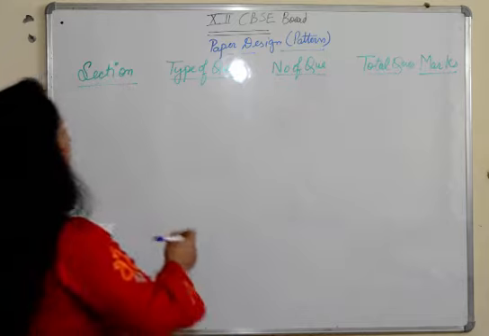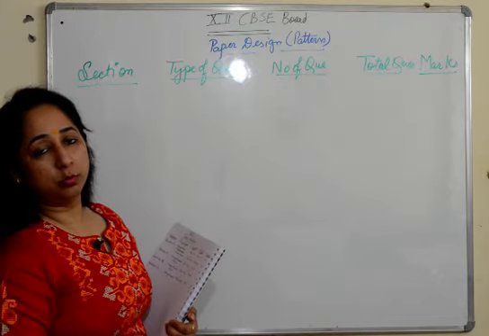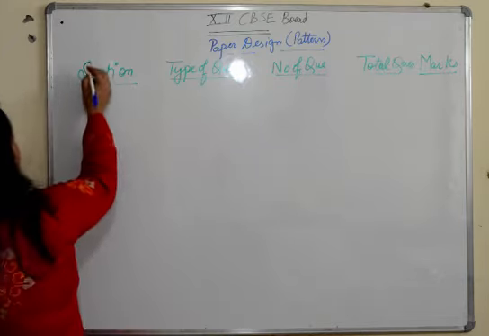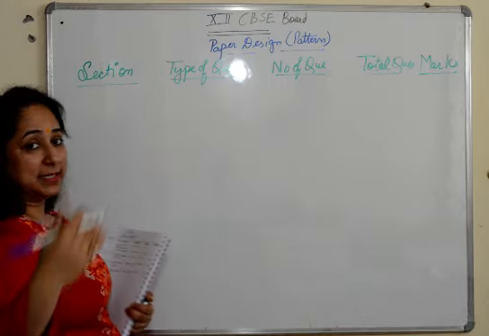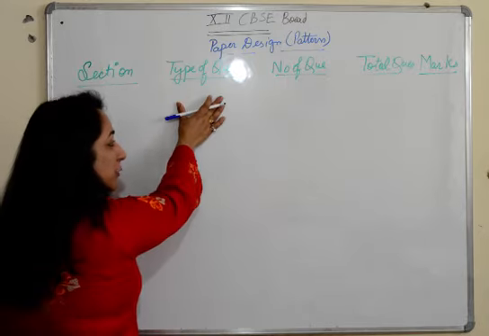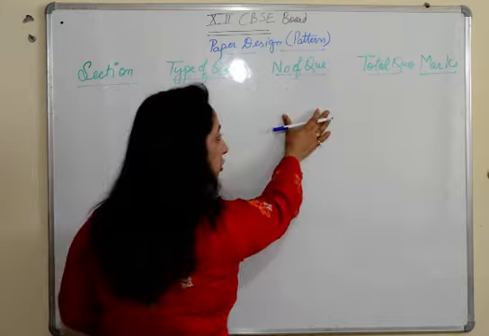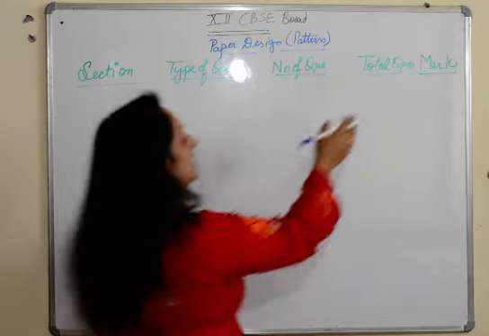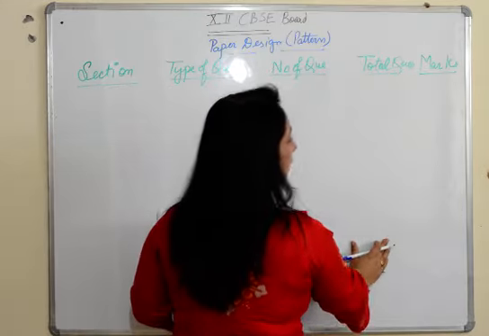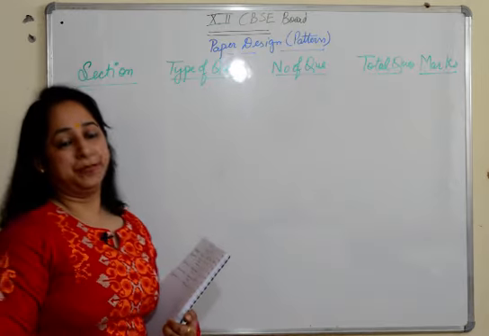So we'll start. I've bifurcated it into a few headings: the section, that means how many sections; the type of questions in that section; the number of questions, where it starts and where it ends; the total number of questions which you will get; and the total marks.